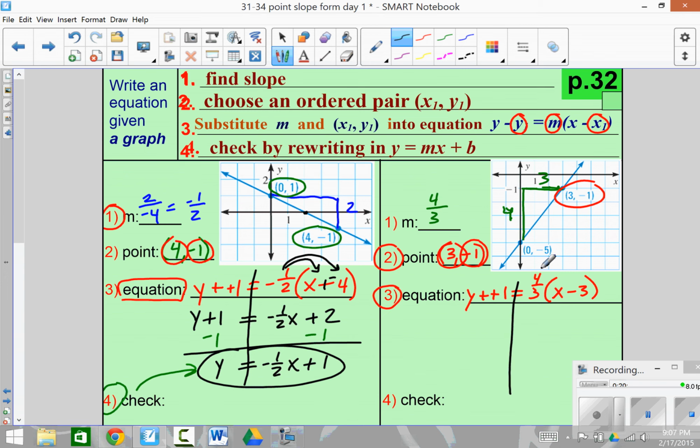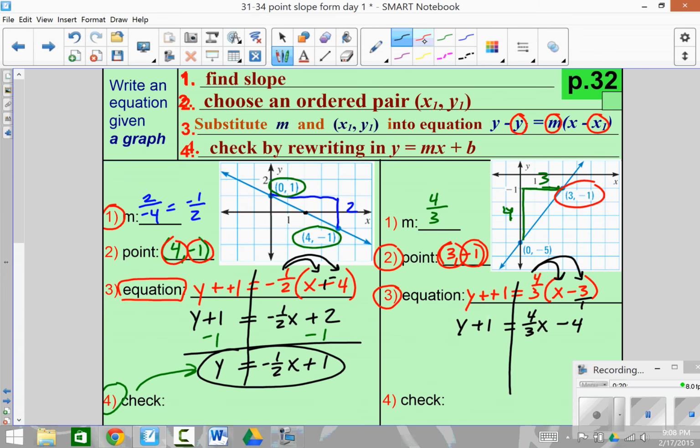Let's go ahead and distribute. 4/3 times x is 4/3 x, minus 4/3 times 3. If I put a 1 underneath the 3, 4 times 3 is 12, and 3 times 1 is 3. 12 over 3 is actually going to come out to be just 4.